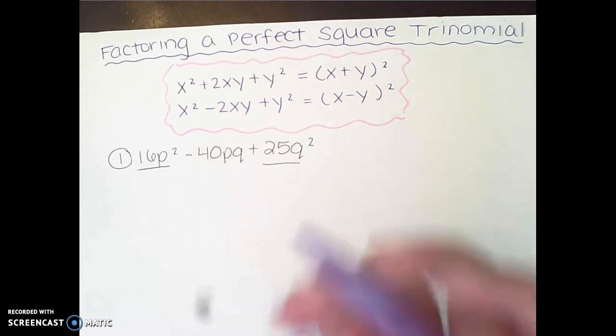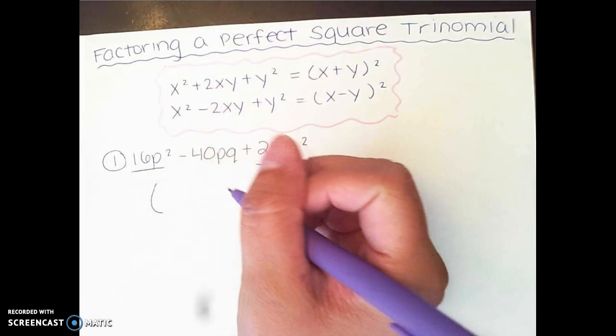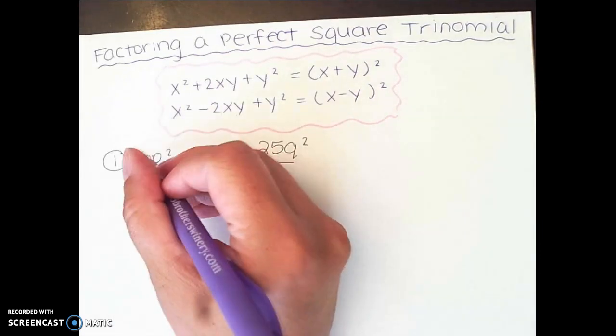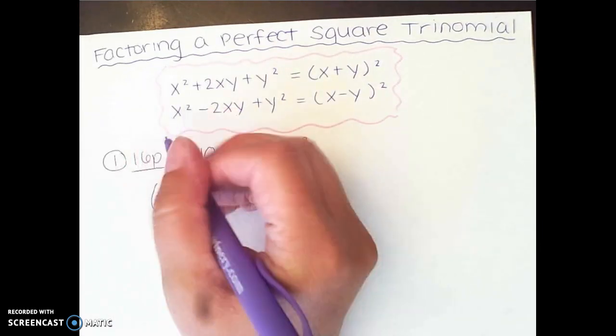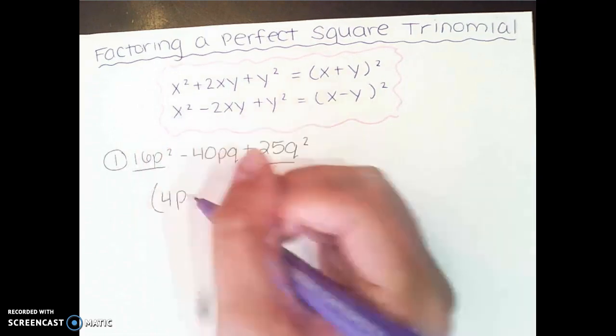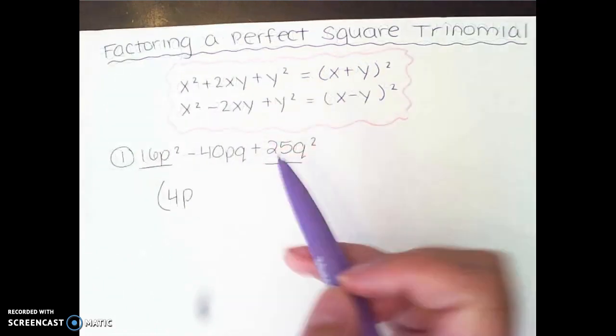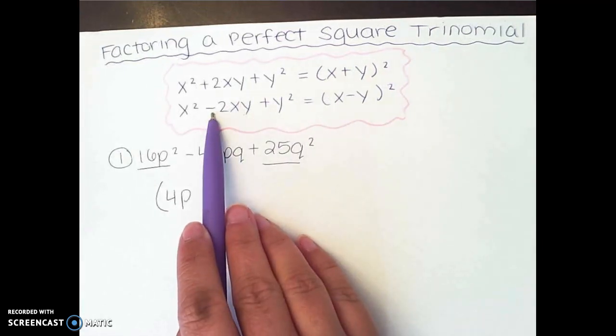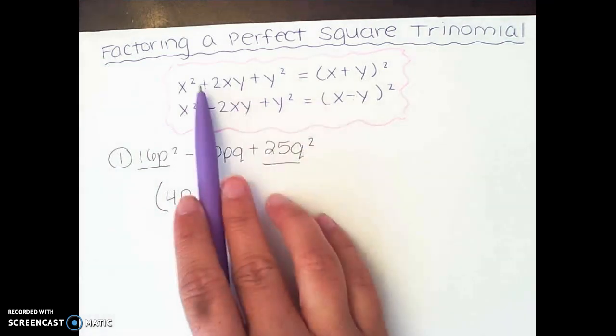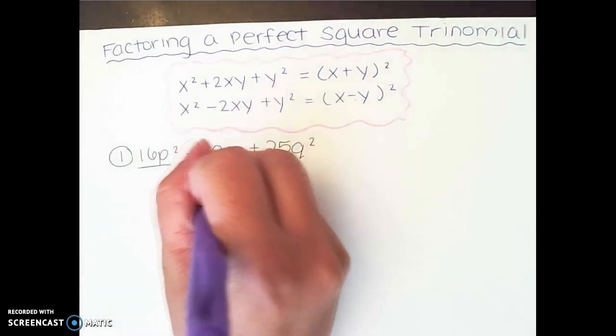In order to factor this, it's really easy. We just take, again, the square root of the first term. So square root of 16 is 4. Square root of p squared is p. The sign of the middle term comes down and matches the sign in between the two terms of our factored form. So negative and negative, positive and positive. So this will be negative.